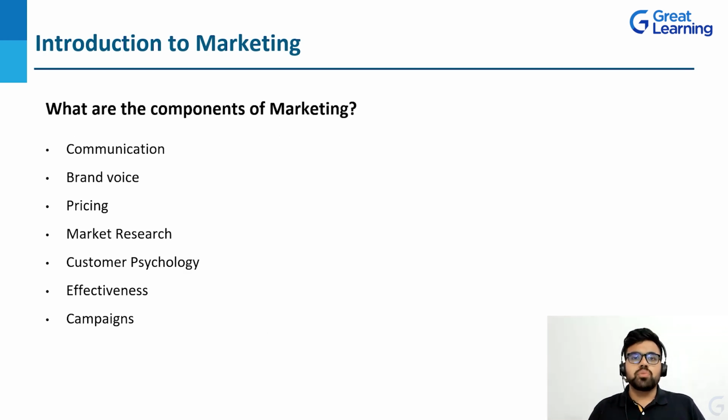Now let's try to understand what are the various components of marketing. Starting with the components of marketing, the first one is communication. Communication plays an integral part in knowing how well the customer presumes a brand to be. The communication between the brand and the customer should be extremely fluid. It should tell a compelling story so that the customer gets engaged with and attracted towards that particular brand.